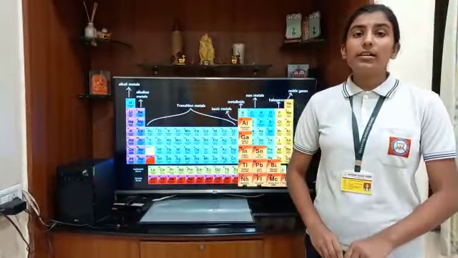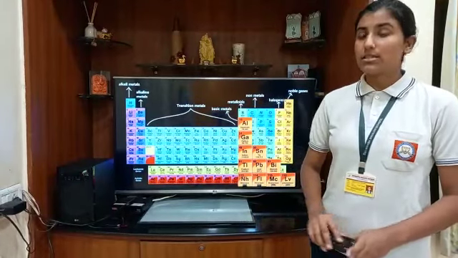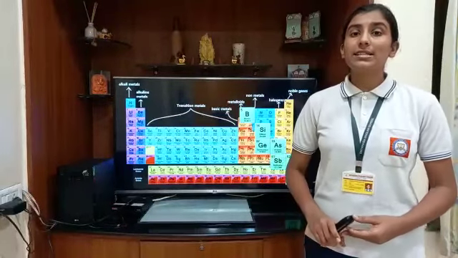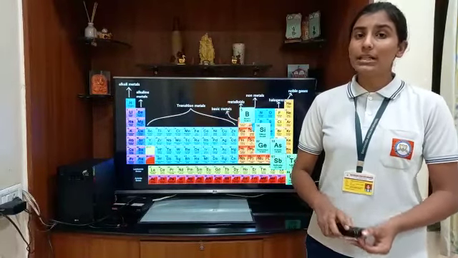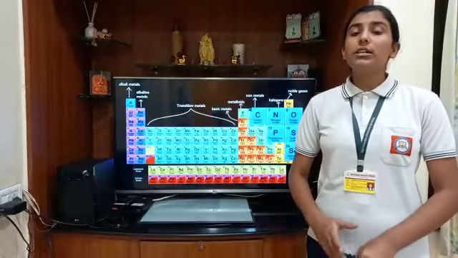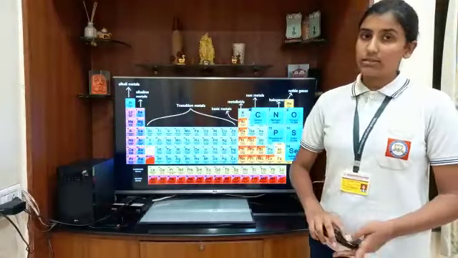The elements here represented in the orange color are all basic metals. The elements here represented in green color are all metalloids. Elements here represented in blue color are called nonmetals.